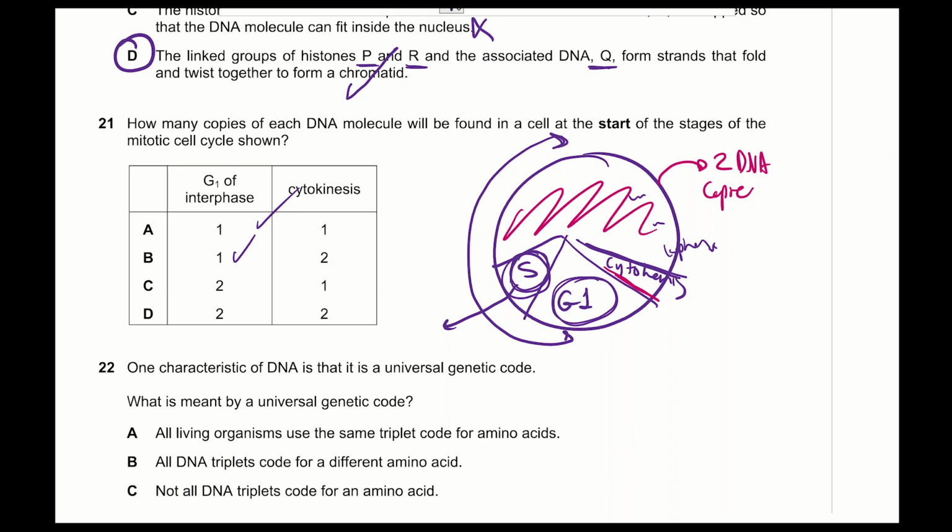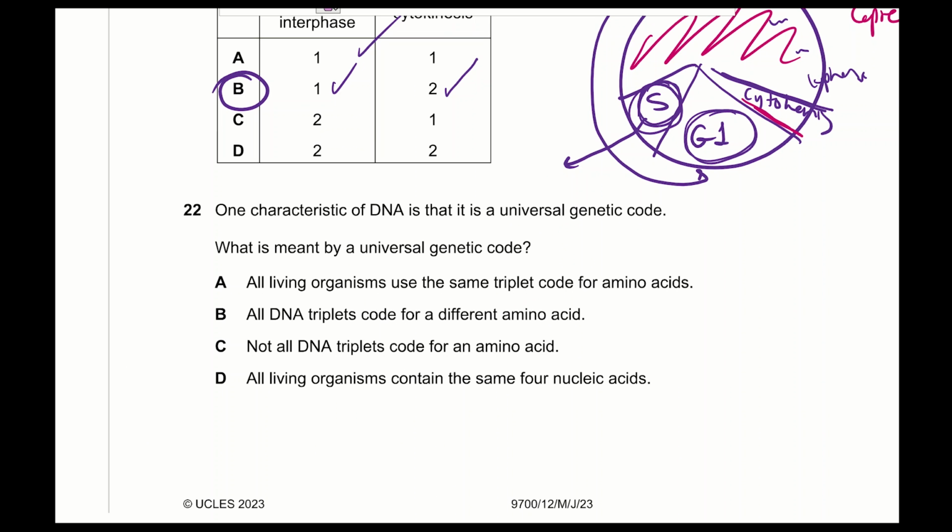Now, for cytokinesis, at the start of cytokinesis, the cell is still preparing to divide, therefore it's going to still have the two copies. However, at the end of cytokinesis, when the two cells have actually divided and the genetic material was divided, it would have only one DNA molecule or one copy. Therefore, the answer is going to be B. Number 22. One characteristic of DNA is that it is a universal genetic code. What is meant by a universal genetic code? So, it is a genetic code made of codons.